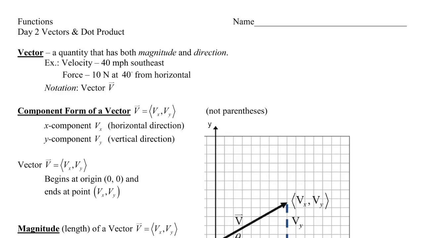Okay, welcome to day 2 of Unit 7. It's more vectors, and we're going to do something called dot product.